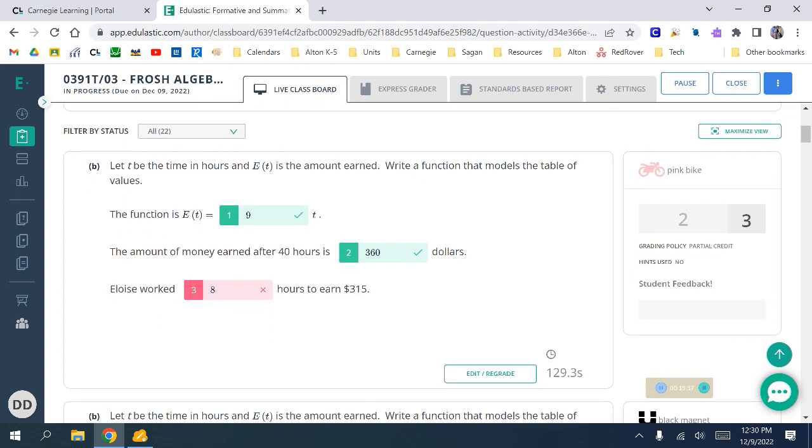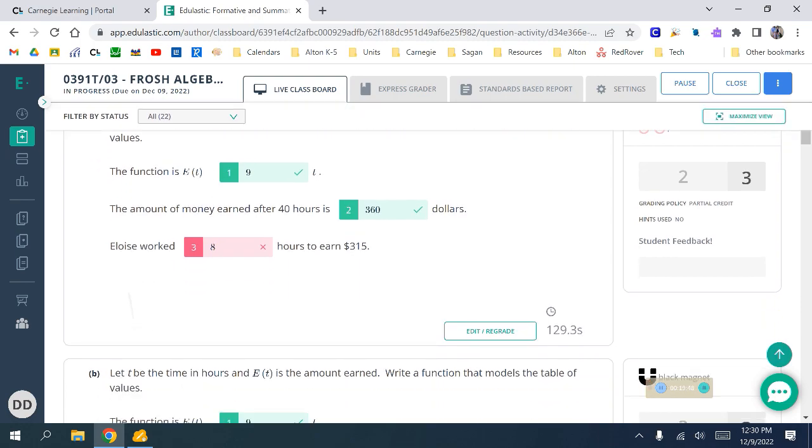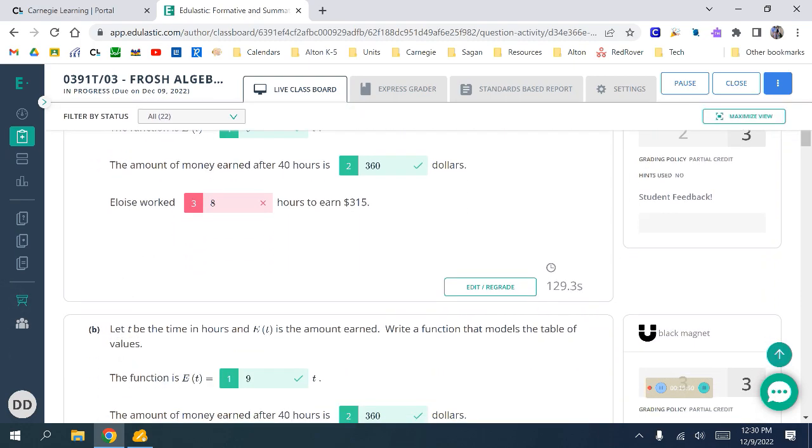So now we use our equation. We work 40 hours, 9 times 40, $360. The reverse of that. How many hours do you have to work to earn $315?